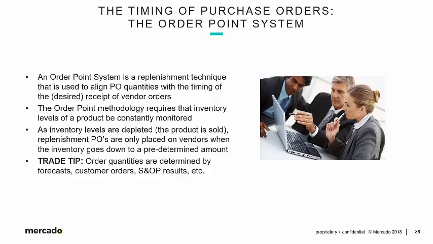Second bullet, the order point methodology requires that inventory levels of a product be constantly monitored. That should make sense. It will certainly make more sense as we move forward. But for now, if we want to place orders on vendors at such a time that we receive them just in time to replenish existing inventory, we need to know what the inventory is in the first place. More on that in just a bit.